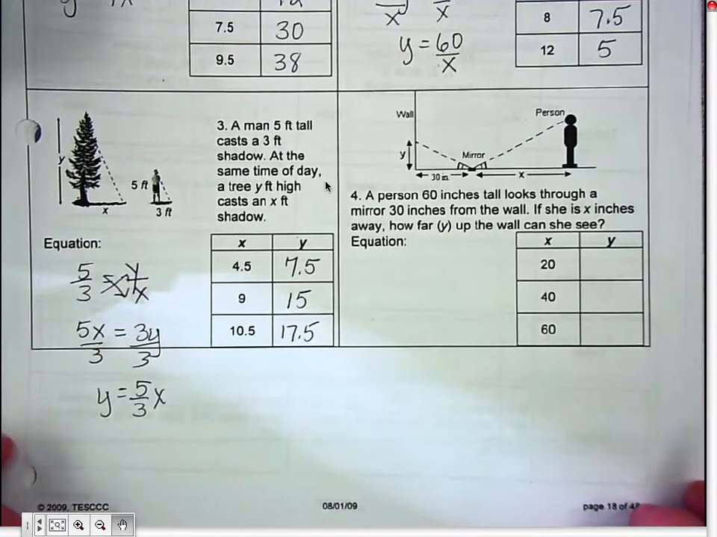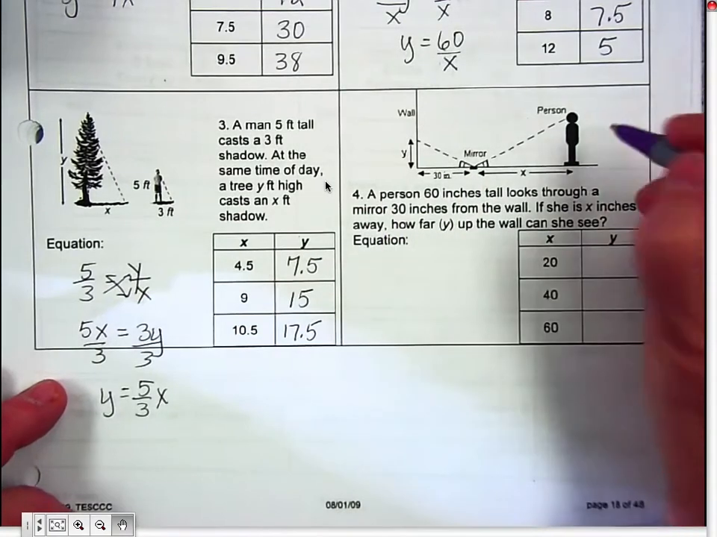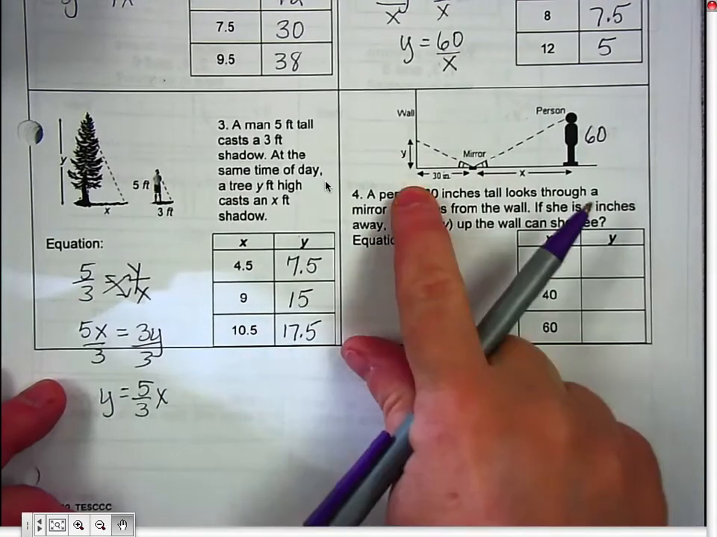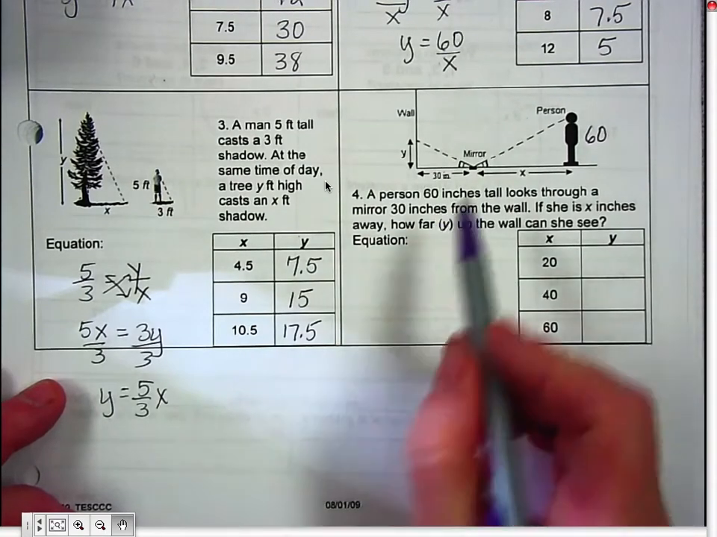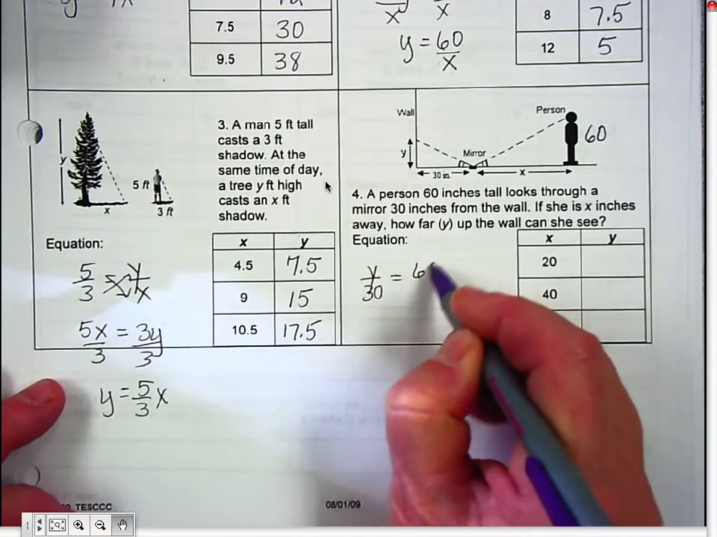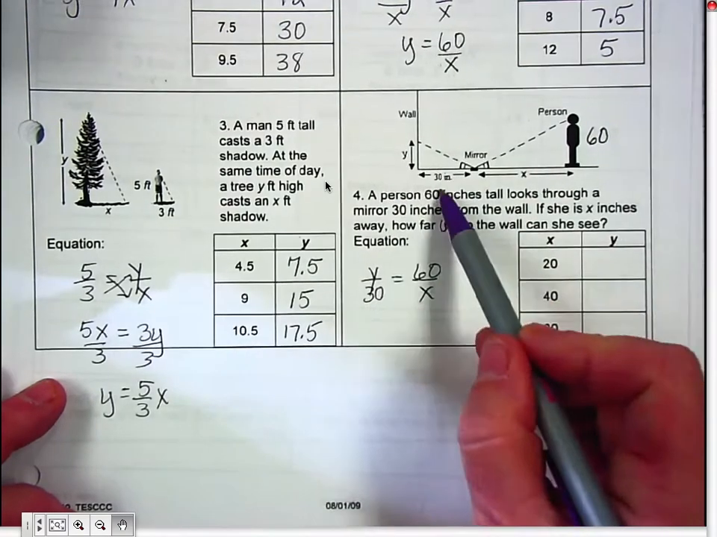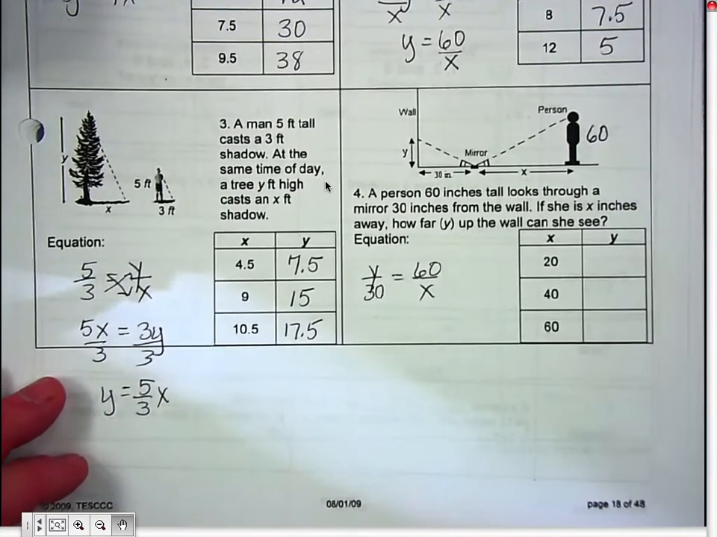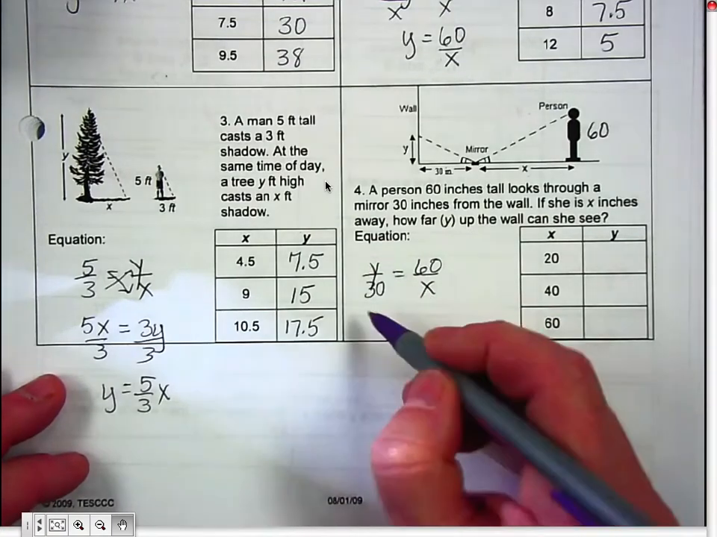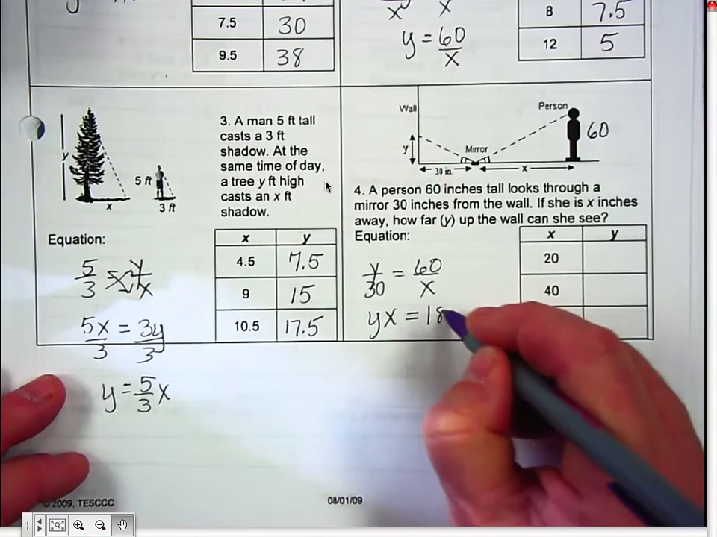Okay, then this is like what we did yesterday with the mirror. And we wrote a proportion, and they're saying the person is 60 inches tall. So let's put 60 over here. And the mirror is 30 inches from the wall. So what proportion could we write on this one? So y over 30 equals 60 over x. Okay, then once again we're going to cross multiply, so you get yx equals 1800.